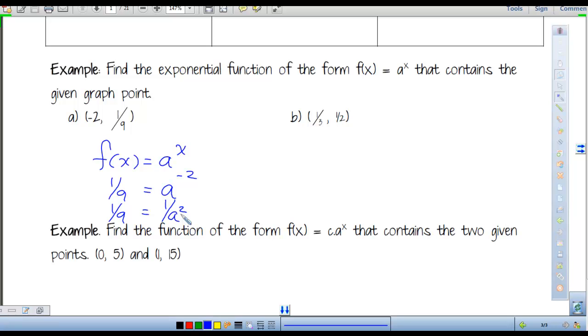So if we think of it that way, then a must be equal to what? 3. This is what we'll start to do when we're trying to solve this type of problem: we'll try to have the same base on each side. So we've got 1 over 9 equals 1 over a squared, or we could think of this as 1 over 3 squared equals 1 over a squared. So these two things have to be the same, and therefore a is equal to 3.